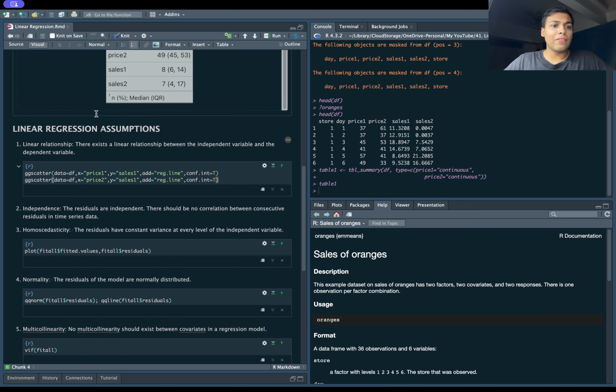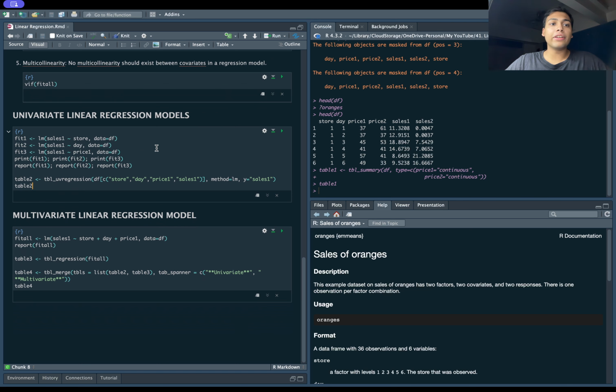Now, there are a few assumptions which need to be met, but what I'm going to do is not look at the assumptions right now, but look at them later. So what we will do first is straight away fit a few simple linear regression models to our data, and then check our linear regression assumptions.